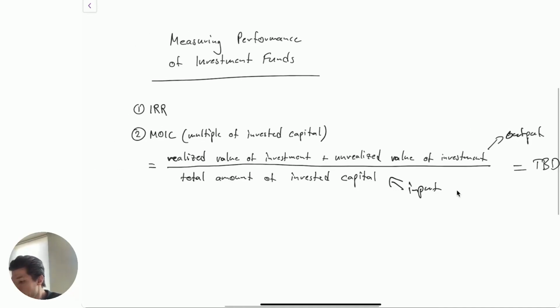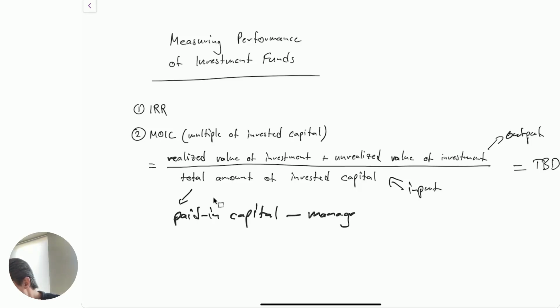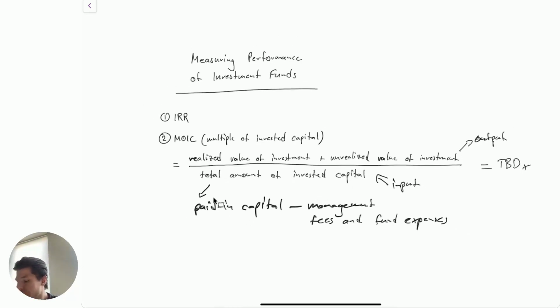Total amount of invested capital, very important. This is paid in capital. So what all the limited partners and the GP have put in initially, minus management fees and any other fund expenses. Very important. So total amount of invested capital excludes management fees and fund expenses.